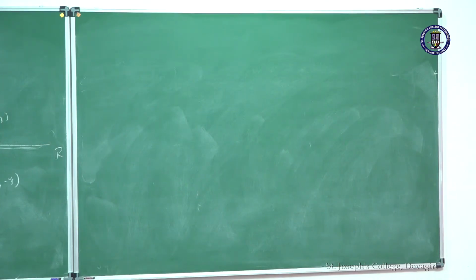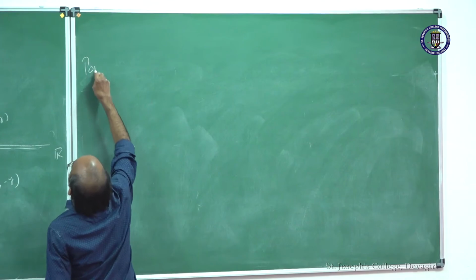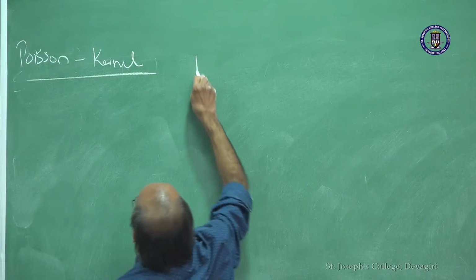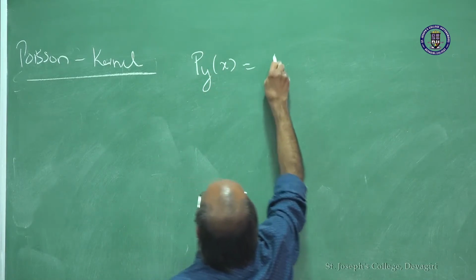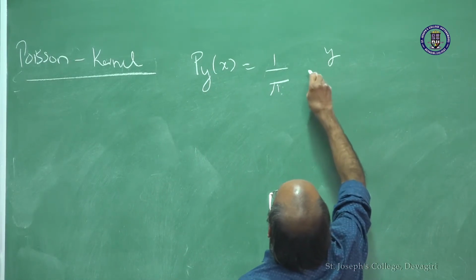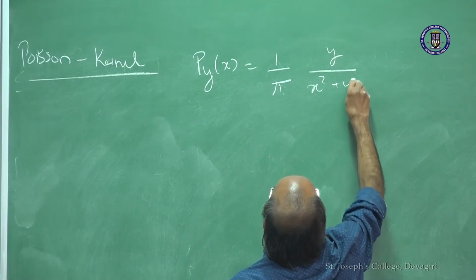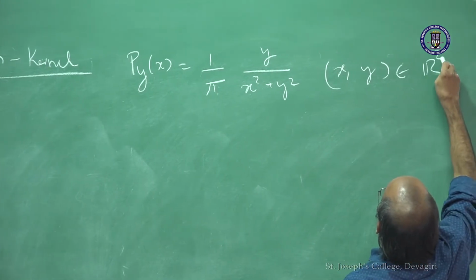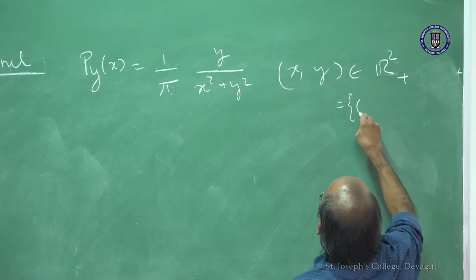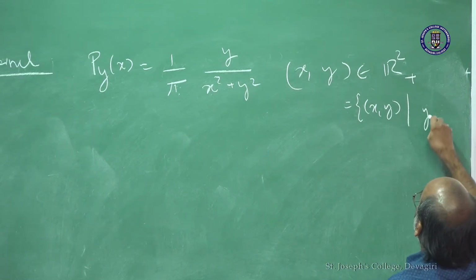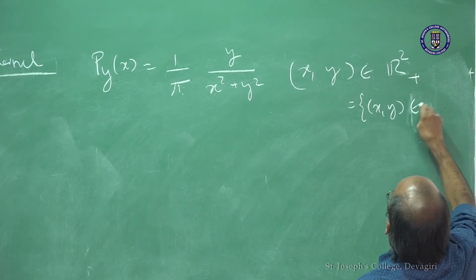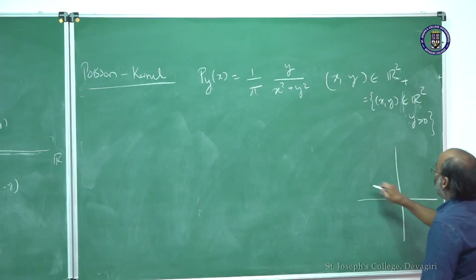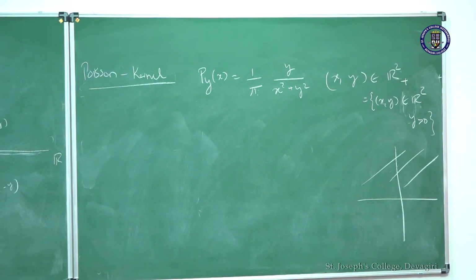So, we start with what is known as the Poisson kernel. So, this is P_y of x. So, this is 1 by pi, y by x square plus y square, where x and y belong to R2 plus. Okay. So, this is the upper half plane, (x, y) in R2, y positive, right. So, whatever is here, okay, this is harmonic here.